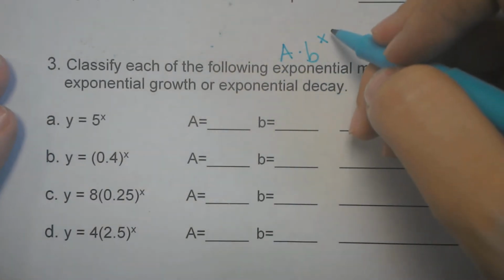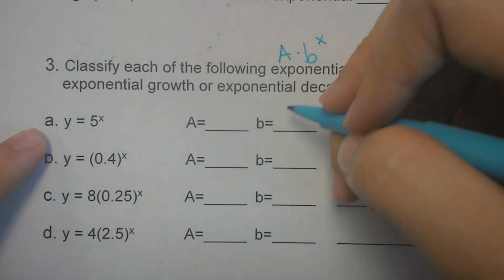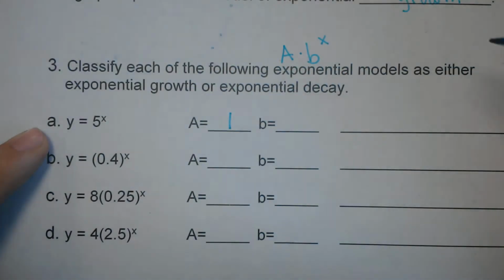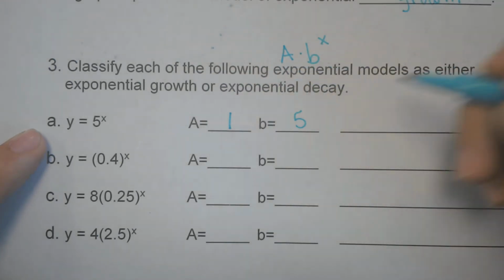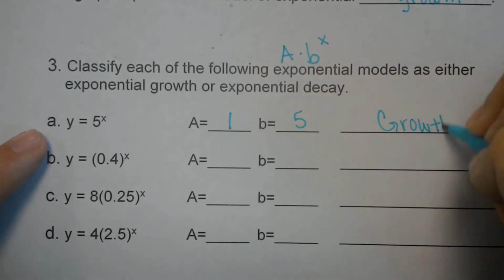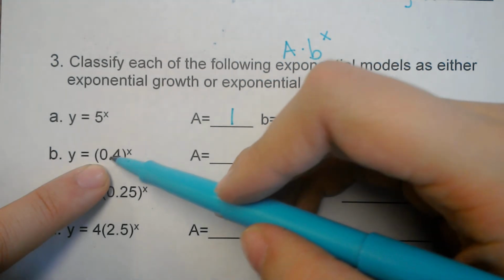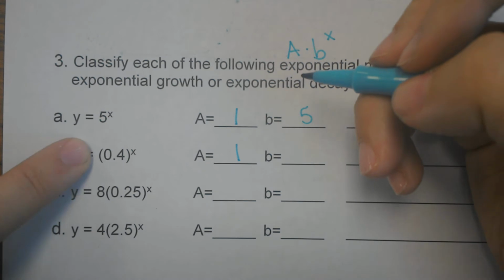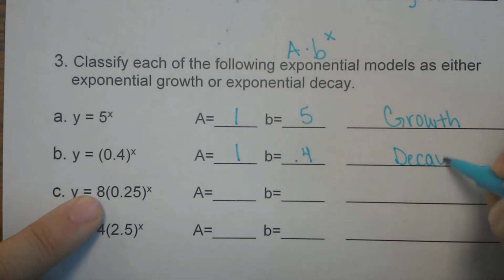So b is the number that's being raised to the x. So on part A, 5 to the x, a isn't there, and so that's the same thing as saying we multiplied by 1. So we're going to say a is 1, b is 5, and when b is bigger than 1, we said that's growth. And then this one, our b is in between 0 and 1. A is 1, because I don't see a number out front, and so b is 0.4, which is decay.